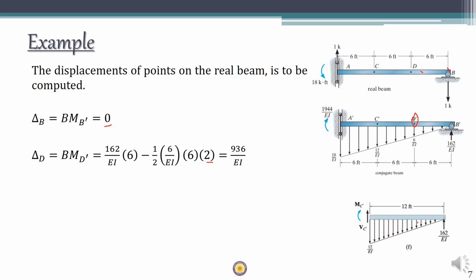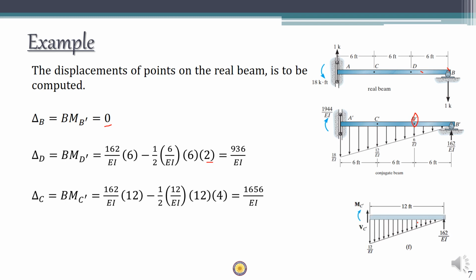Okay. Then you have to move on to find out the deflection at C. So this will be the loading diagram. The value at this point is 12, so I marked it as 12. So the bending moment at C dash is 162 into 12 minus area of this triangle, which is half into 12 by EI into 12 into the distance to the centroid, which is going to be 12 by 3, which is 4. So computing, you have the value 1656 by EI.